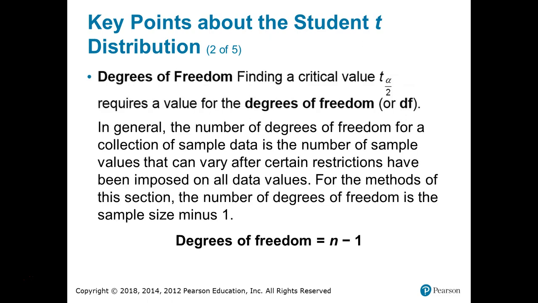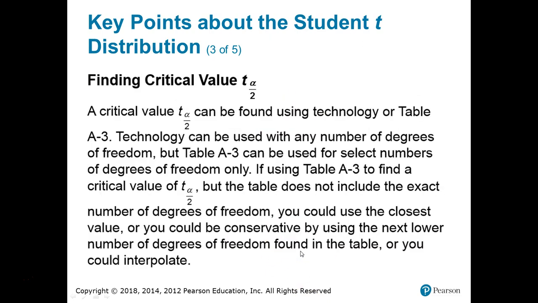Degrees of freedom we covered already, and what you need to know about this is that the degrees of freedom is going to be n minus 1. We already covered how to find the critical value using A3, and technology can also be used. We're actually going to cover how to find that using the calculator in this video, and also you can find a link on the module for you to be able to determine t using StatDisk and StatCrunch.